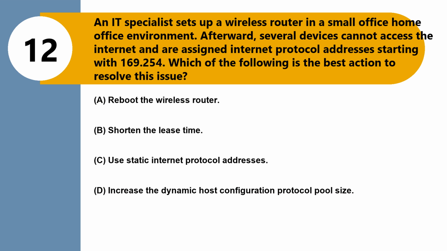Question 12. An IT specialist sets up a wireless router in a small home office environment. Afterward, several devices cannot access the Internet and are assigned Internet Protocol addresses starting with 169.254. Which of the following is the best action to resolve this issue?